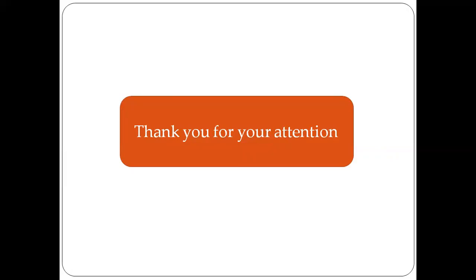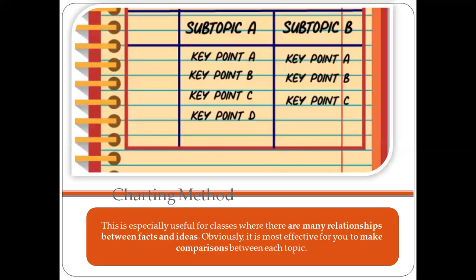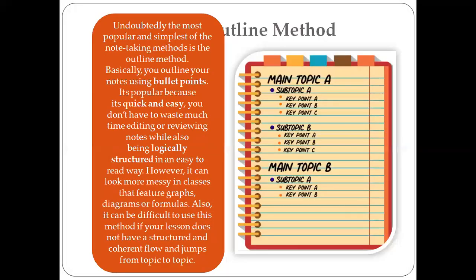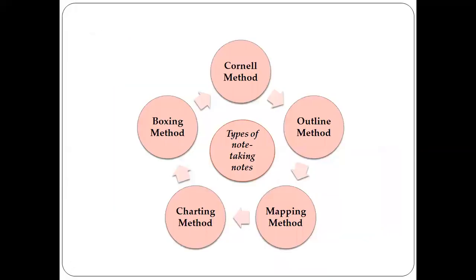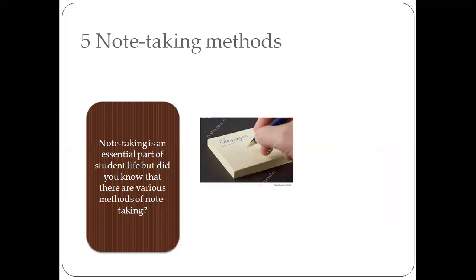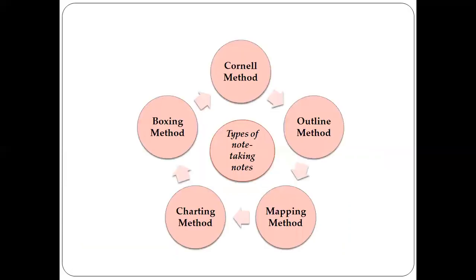But before leaving our presentation, I just also want to remind you about the methods of note taking. Well, why do we need note taking? Because of remembering information in a better way, or in the best way. We can see 5 note-taking methods. They are Cornell method, outline method, mapping method, charting method, and the last one, boxing method.